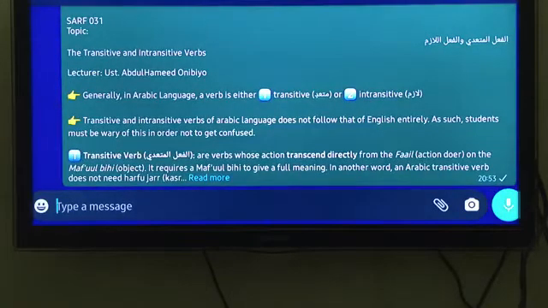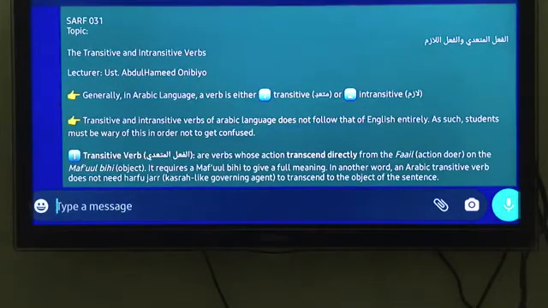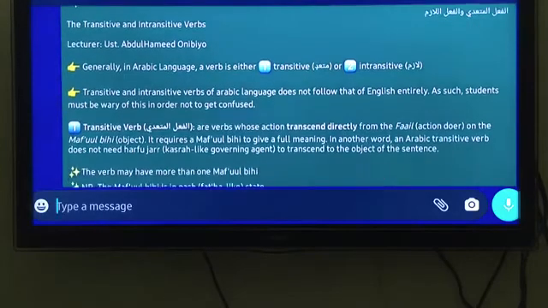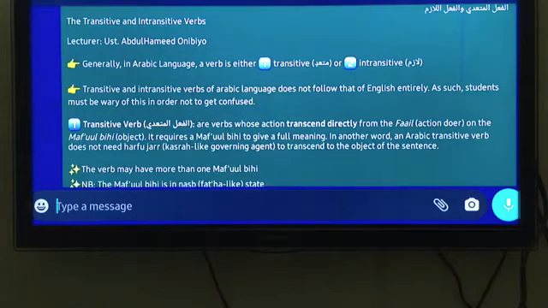Al-fi'lu al-muta'addi wal-lazim. This is just to buttress what has been said. In the Arabic language, a verb, fi'l, is either muta'addin, meaning transitive, or lazim, meaning intransitive. I hope you get. Another point to note here: transitive and intransitive verbs of the Arabic language do not follow those of English entirely. We should be wary of this, so as not to confuse both of them.